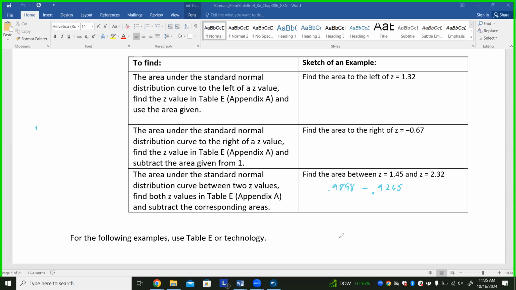Basically, to give you an idea, here's 1 standard deviation, here's 2 standard deviations, here's 3 standard deviations. This is a horrible graph, but you're basically calculating this area right here by subtracting those two numbers. So what do you get here? Right. Any questions on that?